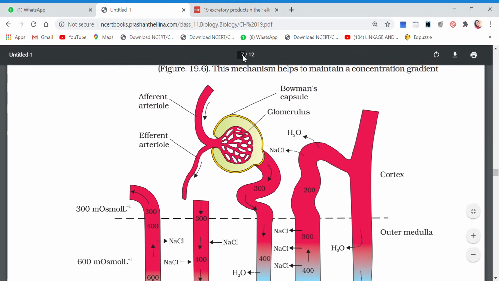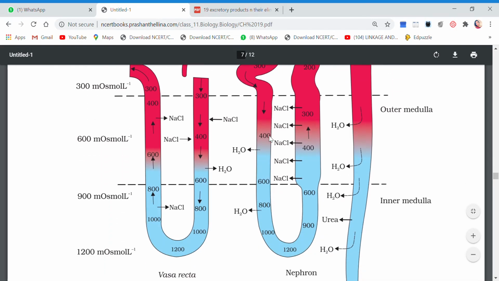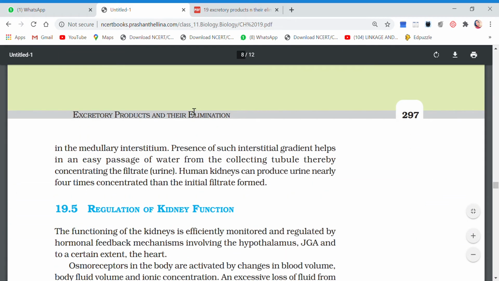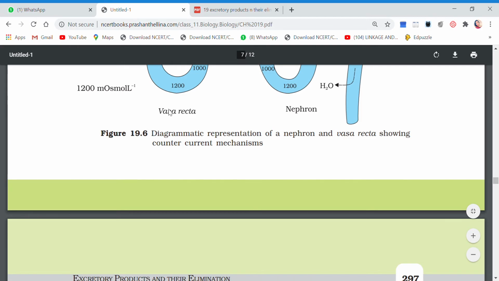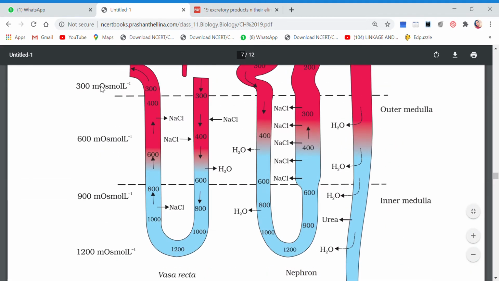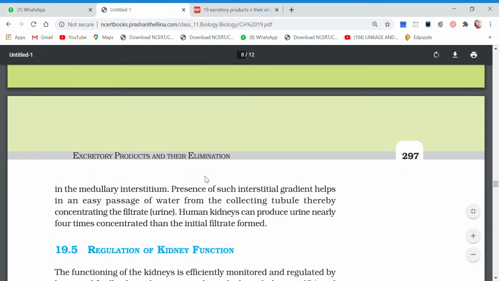And why is this counter current mechanism there? Why is it present there? Because this helps to maintain a concentration gradient in the medullary interstitium. The gradient has to be maintained. This gradient, this 300, 600, 900, 1200, this has to be maintained. And how will this be maintained? This will be maintained by the counter current mechanism between the ascending and descending limbs of Henle's loop and the ascending and descending limbs of the vasa recta.